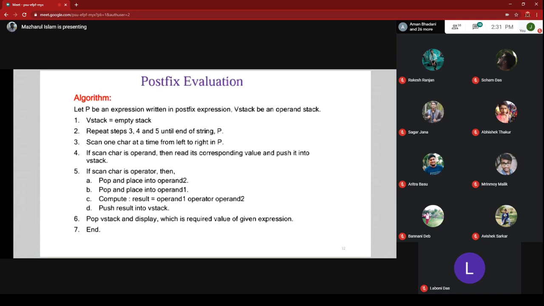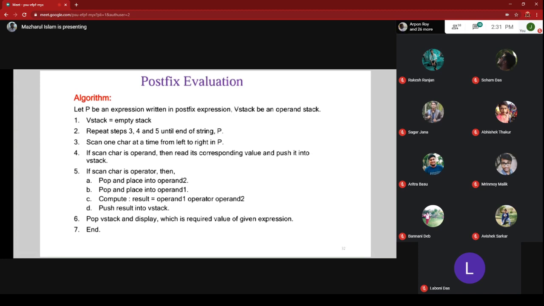After knowing the postfix expression, you have to evaluate it. So what are the steps? Let P be the postfix expression. Let V stack be the operand stack, one stack that is initially empty, which will be used as an accessory storage to help you compute the value of the expression. So V stack is initially empty.